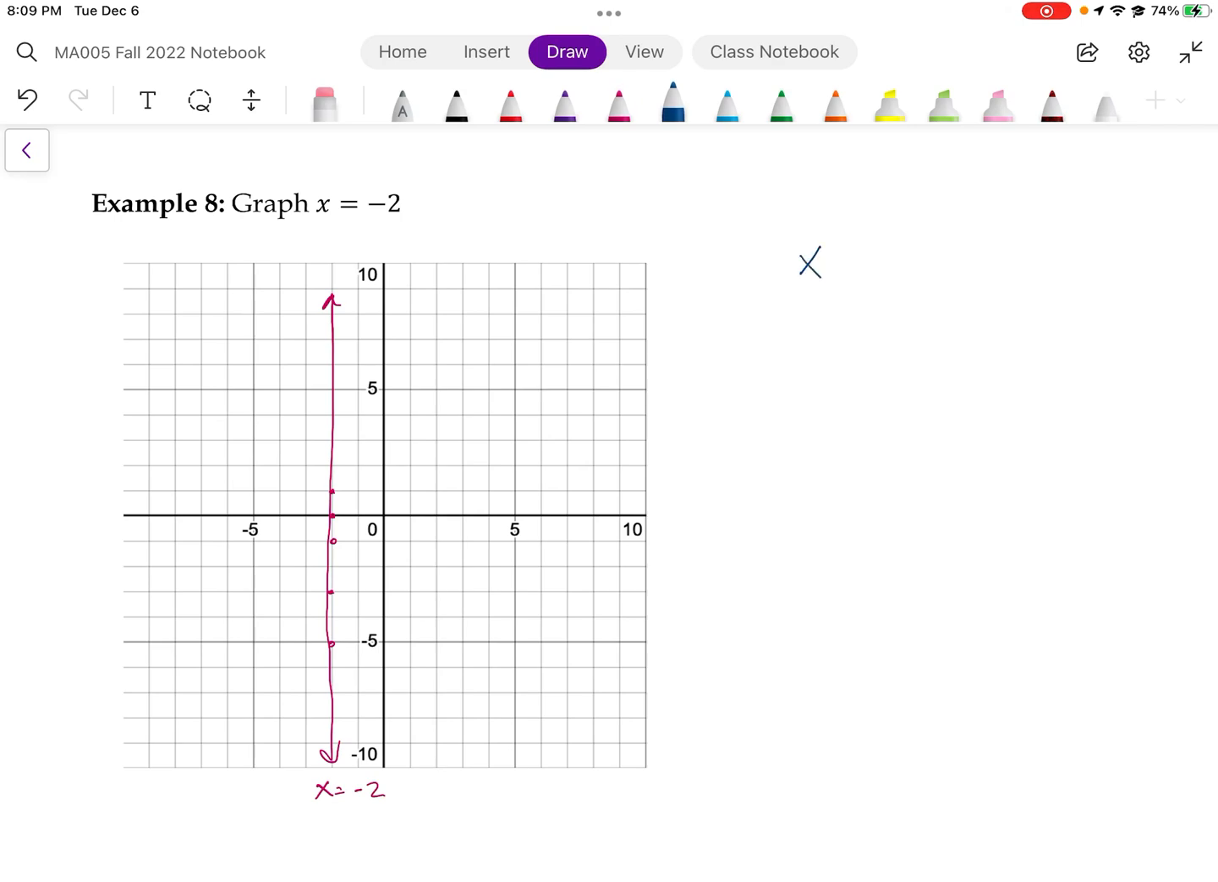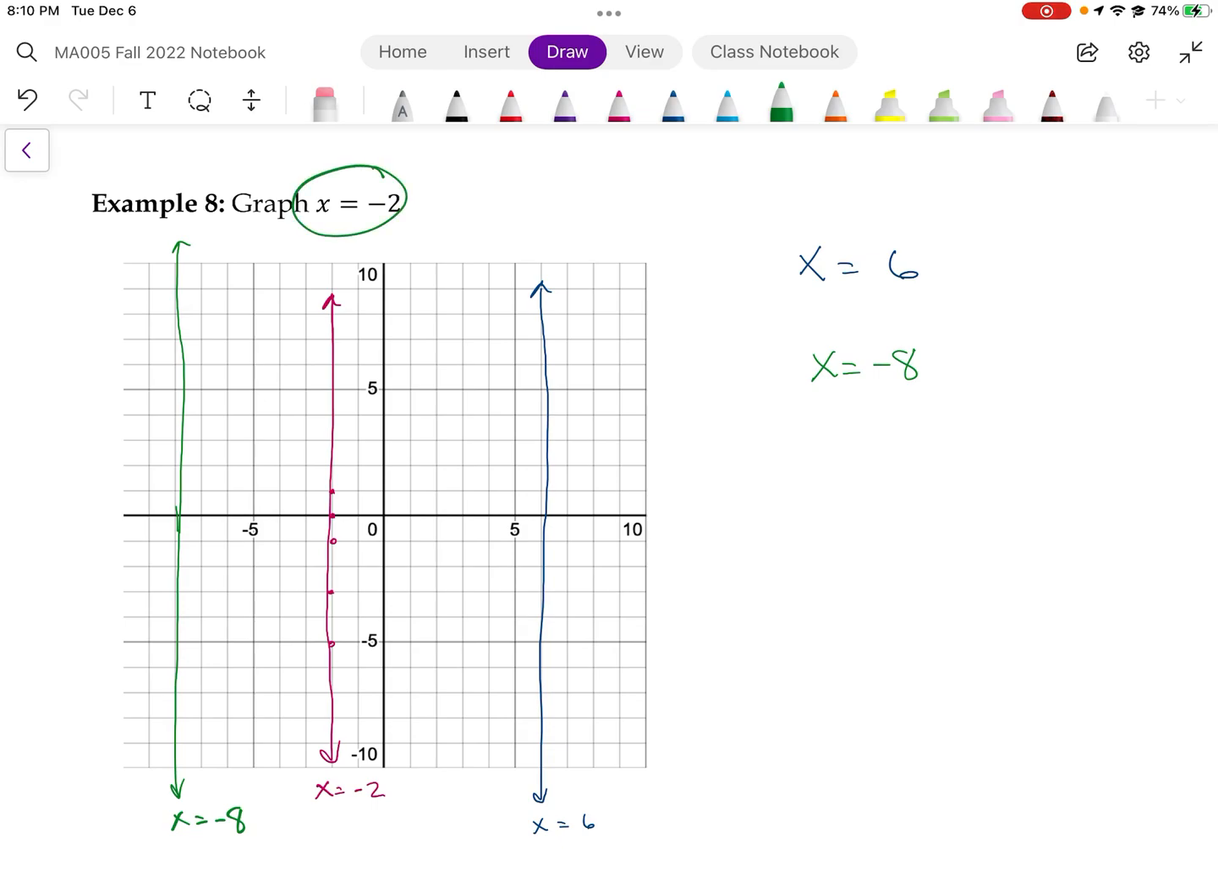So you graph x equals 6 and x equals negative, I don't know, 8. We'll do a different color there. All right, so x equals 6 is right here. X equals 6. Goes on forever, up and down. And x equals -8, 5, 6, 7, 8 right here. X equals -8. Okay, so if it's x equals and there's no y, then it is going to be a vertical line.